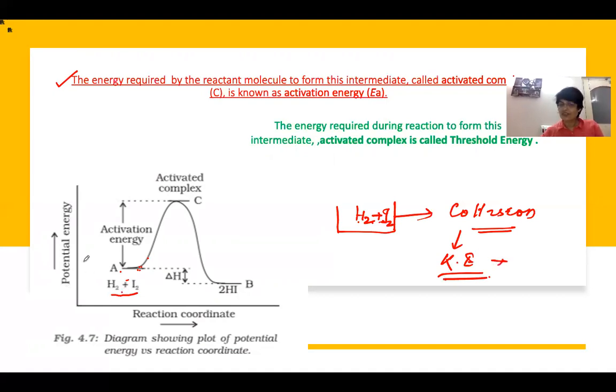We know that they have potential energy, but with the collisions they acquire kinetic energy. With the increase in kinetic energy, their total energy increases, and one state will be attained after collision where they are ready to break their old bond between H and I, and a new bond is ready to be formed between H and I. This state is called the activated complex state.